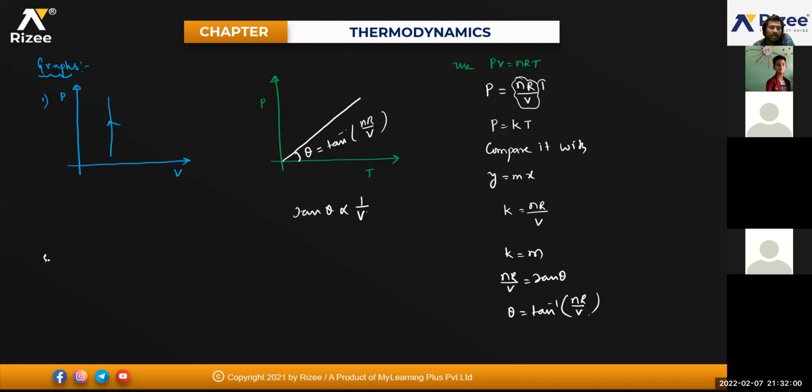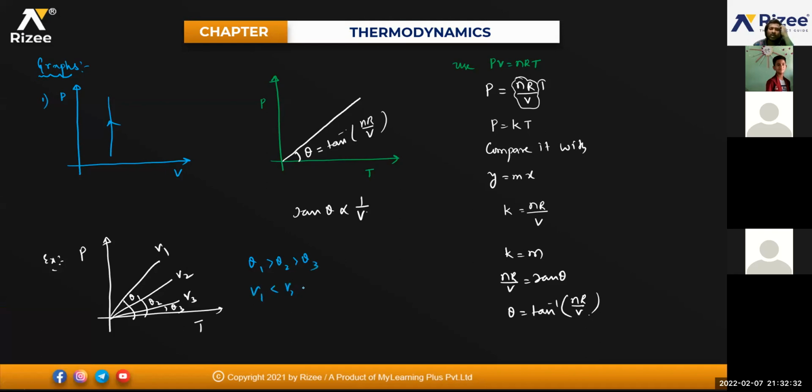Like, say if I give you a small example, if there is a graph between pressure versus temperature and three different graphs are given like this. These are, say, volume V3, this one is V2 and this one is V1. And this one is making an angle theta 1, this one is making an angle theta 2 and this one is making an angle theta 3. So obviously, tell me which angle is more, beta, here right now. Theta 1 is greater than theta 2 is greater than theta 3. So obviously V1 will be lesser than V2 will be lesser than V3, or else I can say that V3 is greater than V2 is greater than V1.